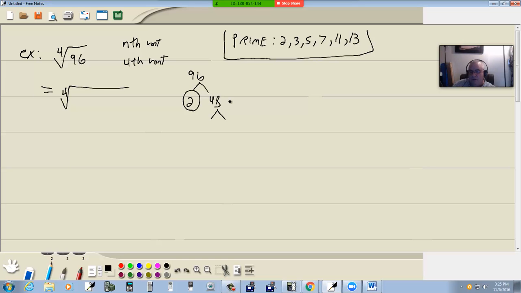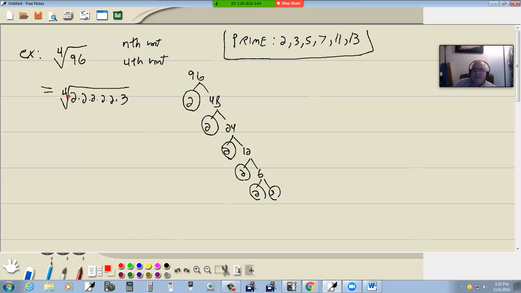2's prime, so I circle it. Now I'm still on my first prime, 2, and I ask myself if this is divisible by 2. It is. 2 times 24. 2's prime, so I circle it. 24 is 2 times 12. 2's prime, so I circle it. 12 is 2 times 6. 2's prime, so I circle it. And 6 is 2 times 3. And both those are primes, so I circle them. So we got 1, 2, 3, 4, 5 2's, and a 3.